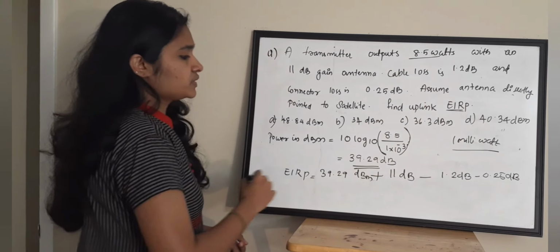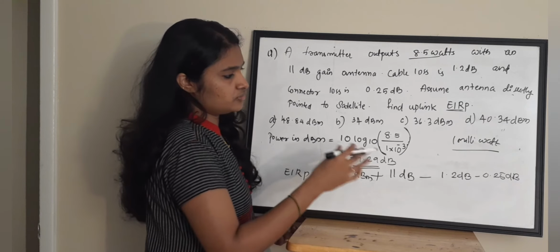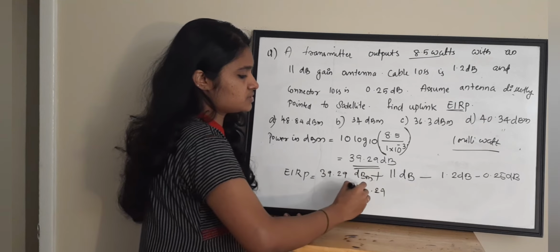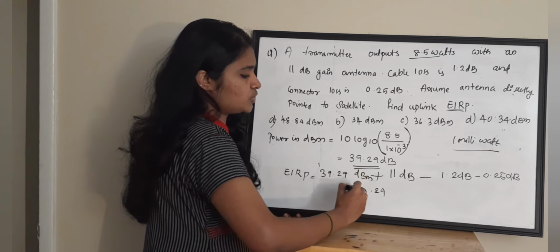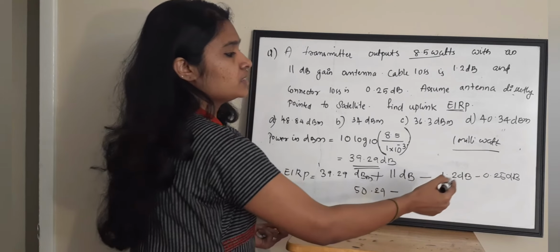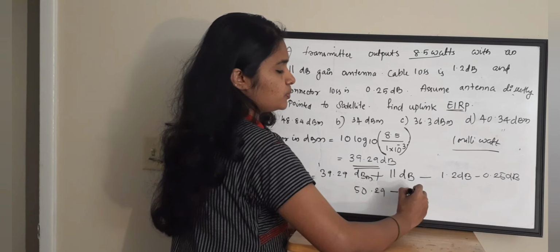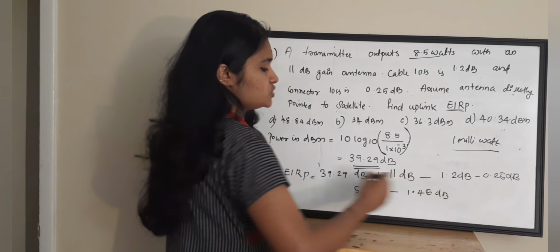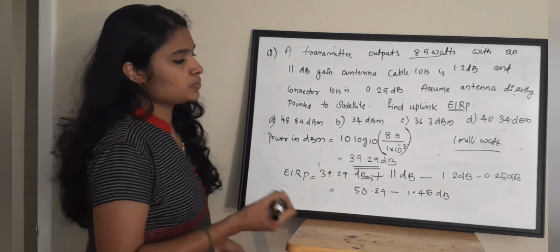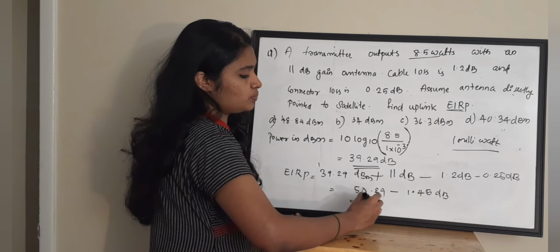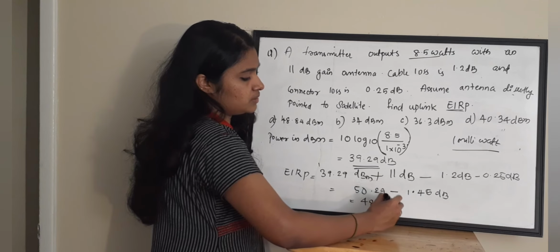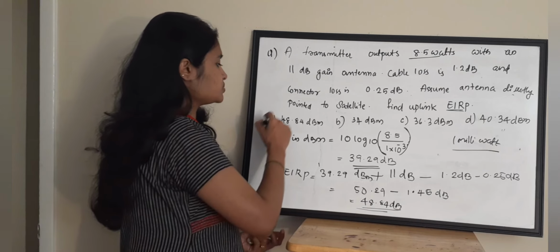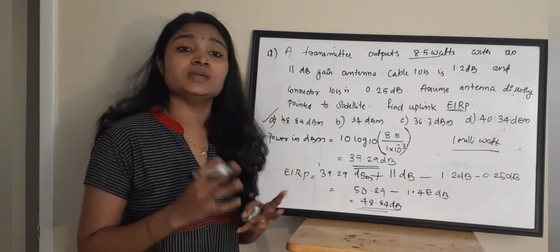Okay, so if you calculate this, it will be 0.29, 9 plus 1 is 10, 50.29 minus 1.45 dB, right? So 50.29 minus 1.45 is 48.84 dBm, your value. Okay, so the correct answer for this question is option A, that is 48.84 dBm.